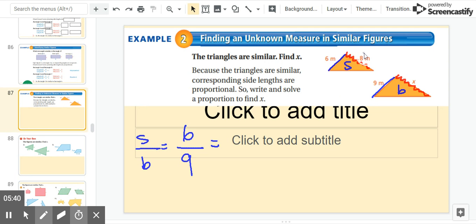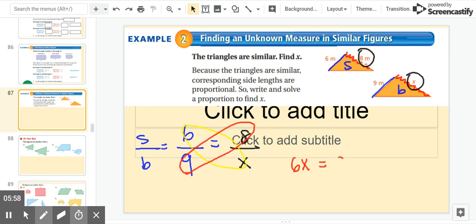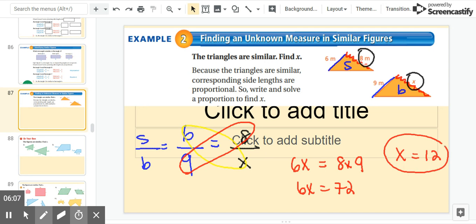And 8 to x. So order matters. 8 to x. You do cross multiplication. So 6 times x is equal to 8 times 9. So 6x is equal to 72. x is equal to 12. 12 meters. So x is equal to 12 meters.